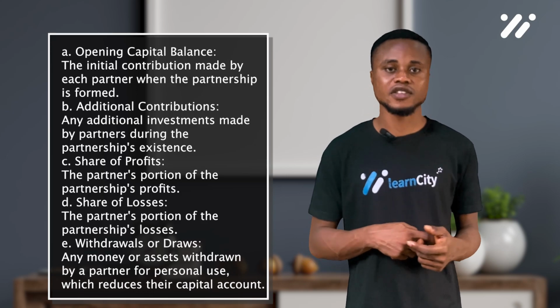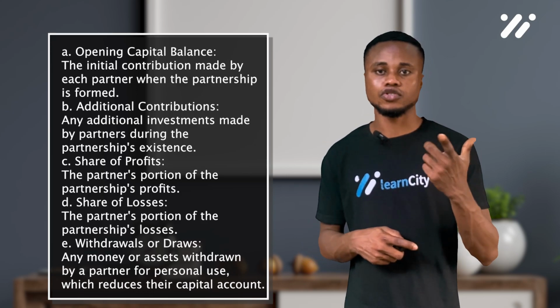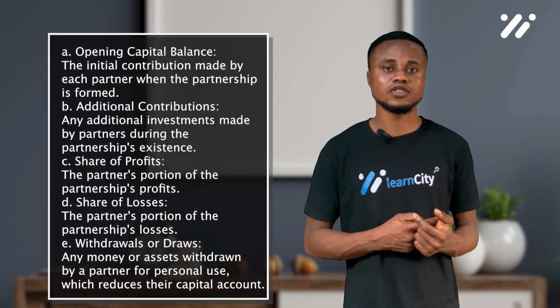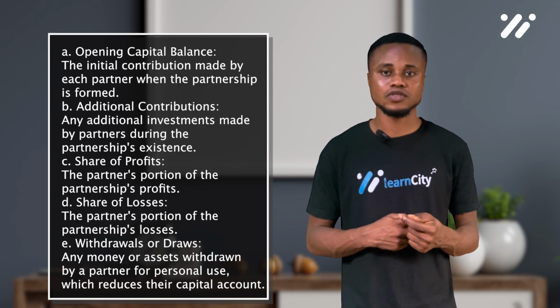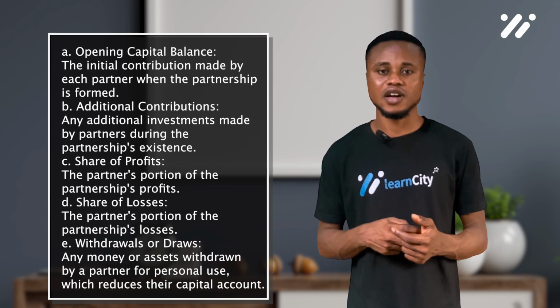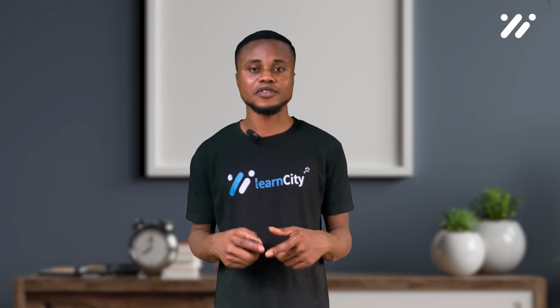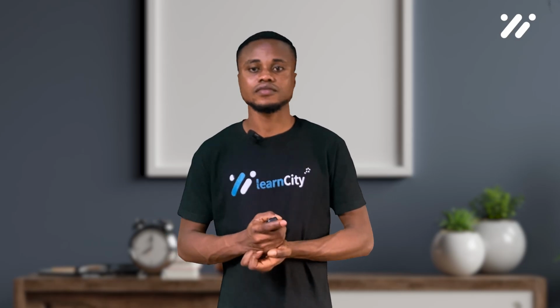And the fifth one under it is withdrawals or draws. This talks about any money or assets withdrawn by a partner for personal use, which reduces their capital account. Let me go to the second account, which talks about current accounts.